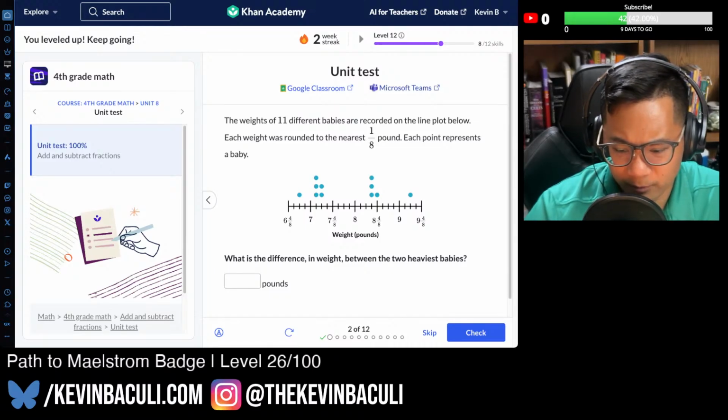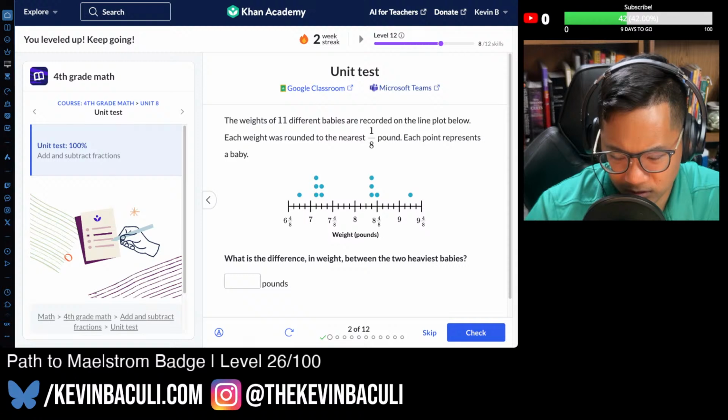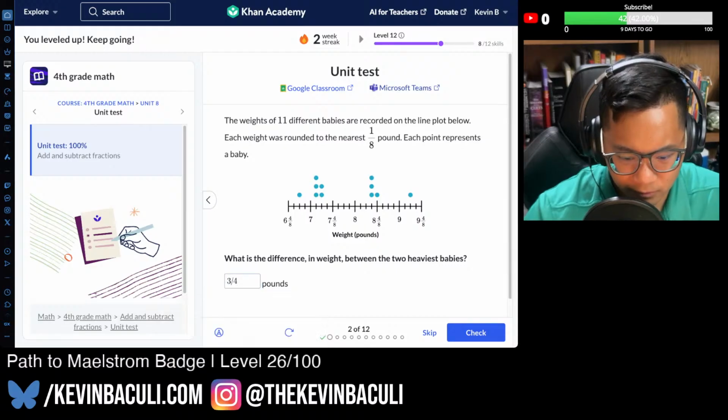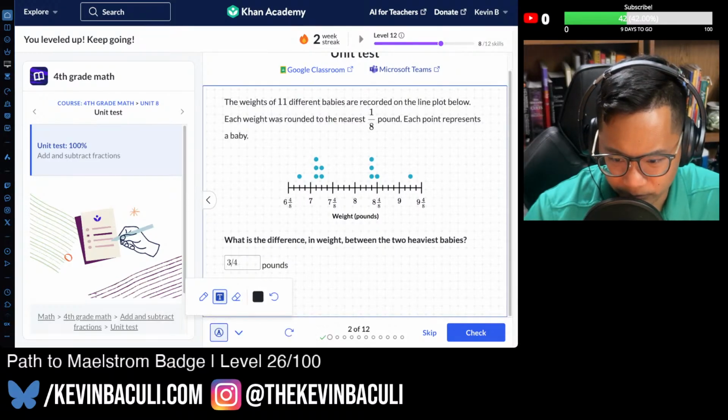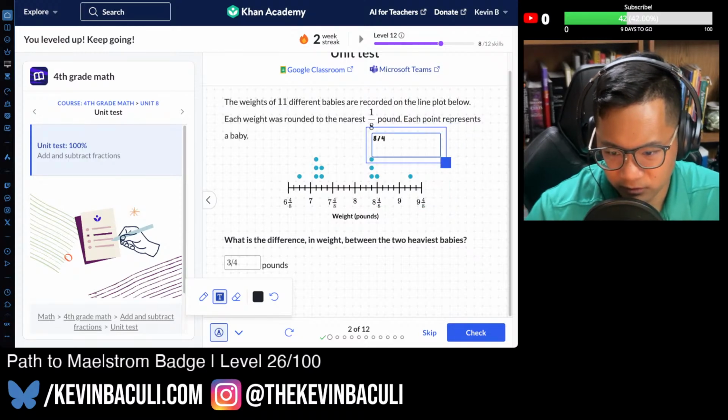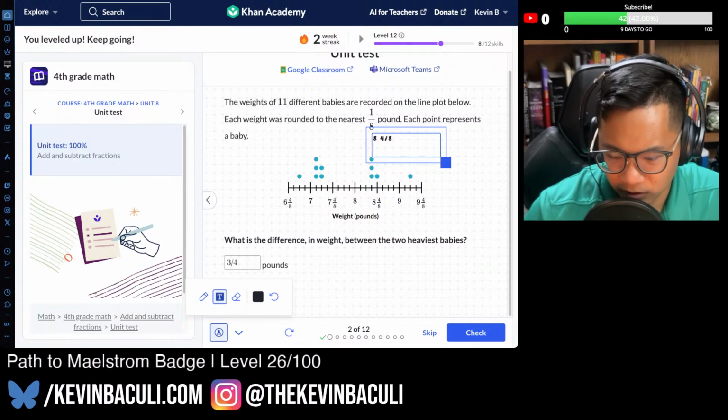What is the difference in weight between the two heaviest babies? So it's 8.5, and this is 9.25. 3/4 of a pound. Wait, I wanna write this down real quick. This is 8.5, and this is 9.25.